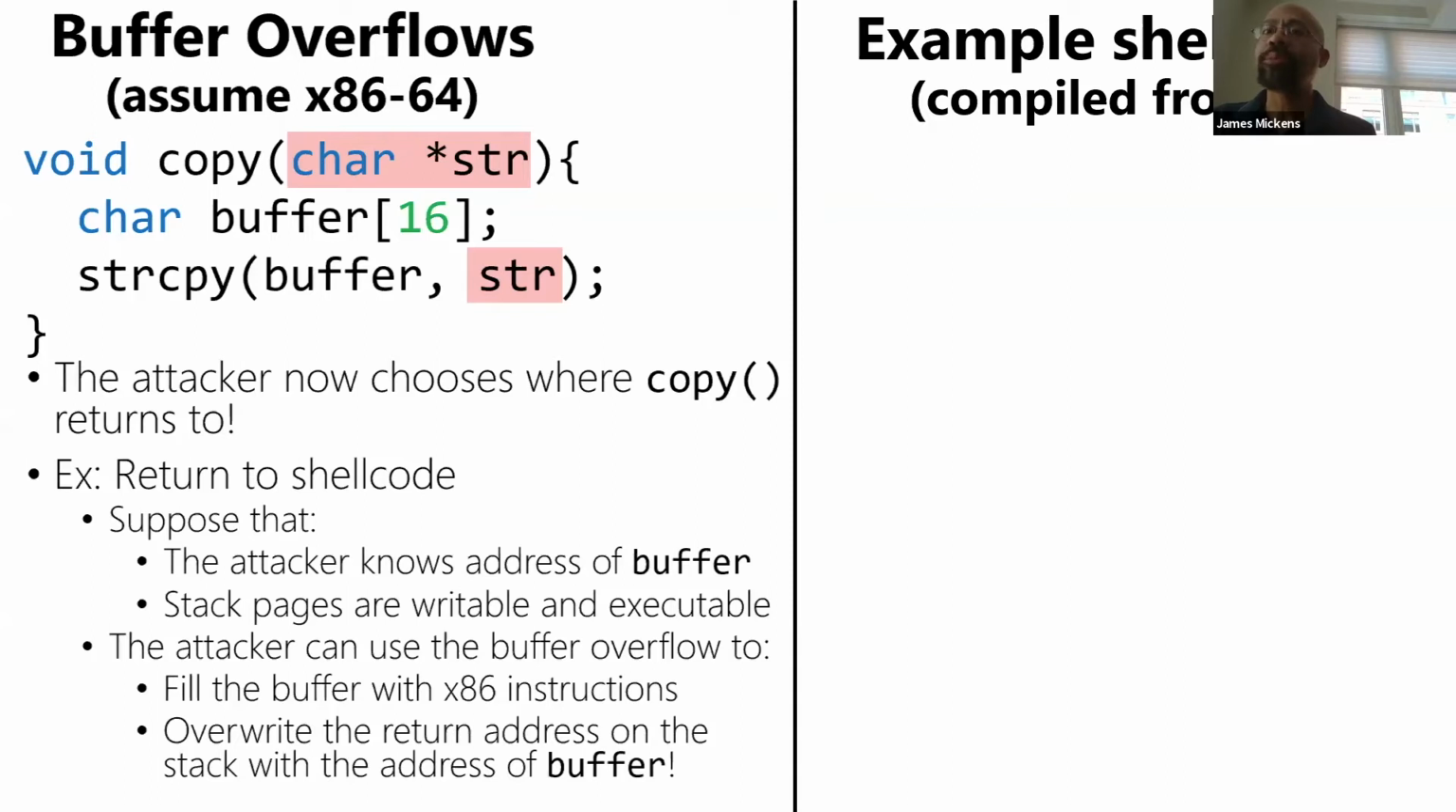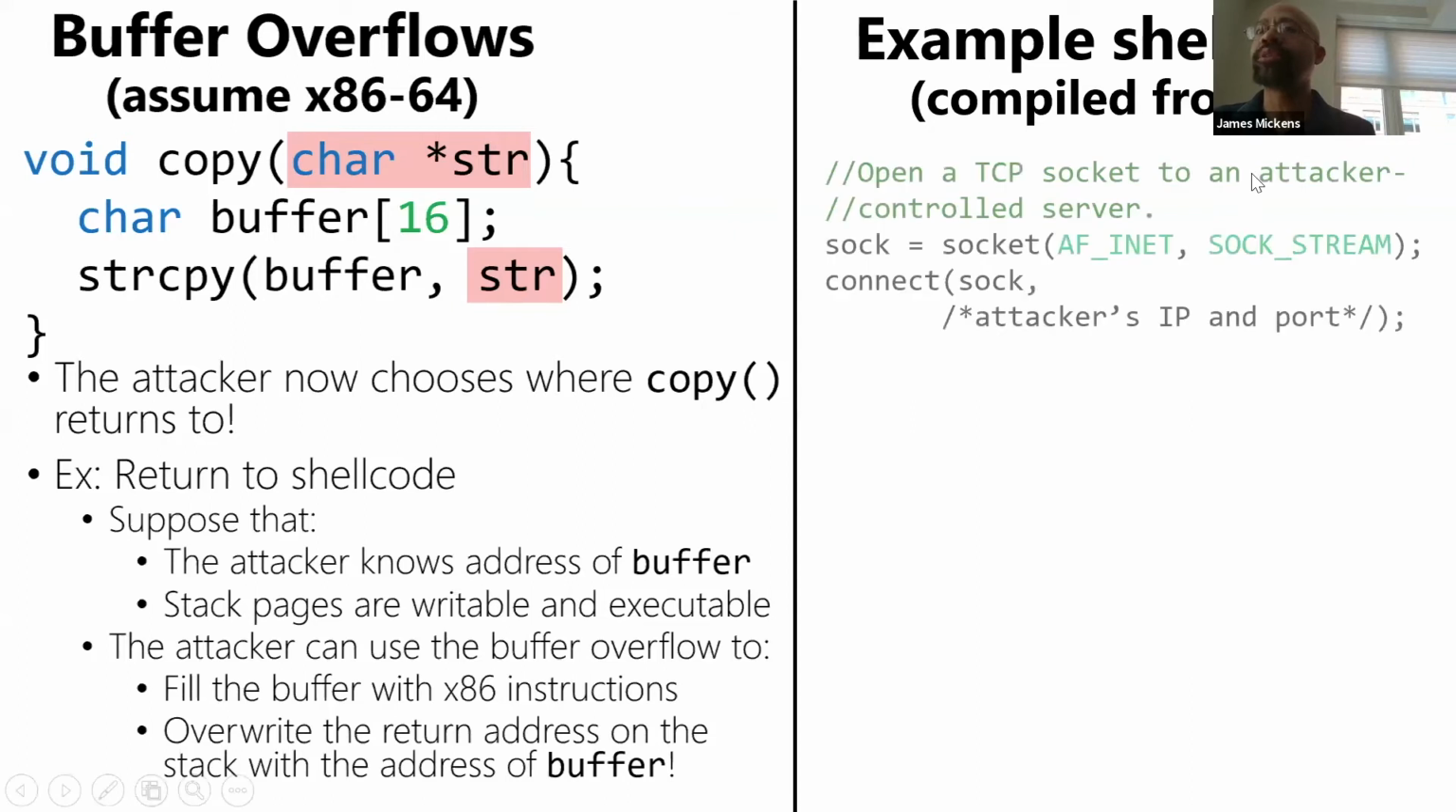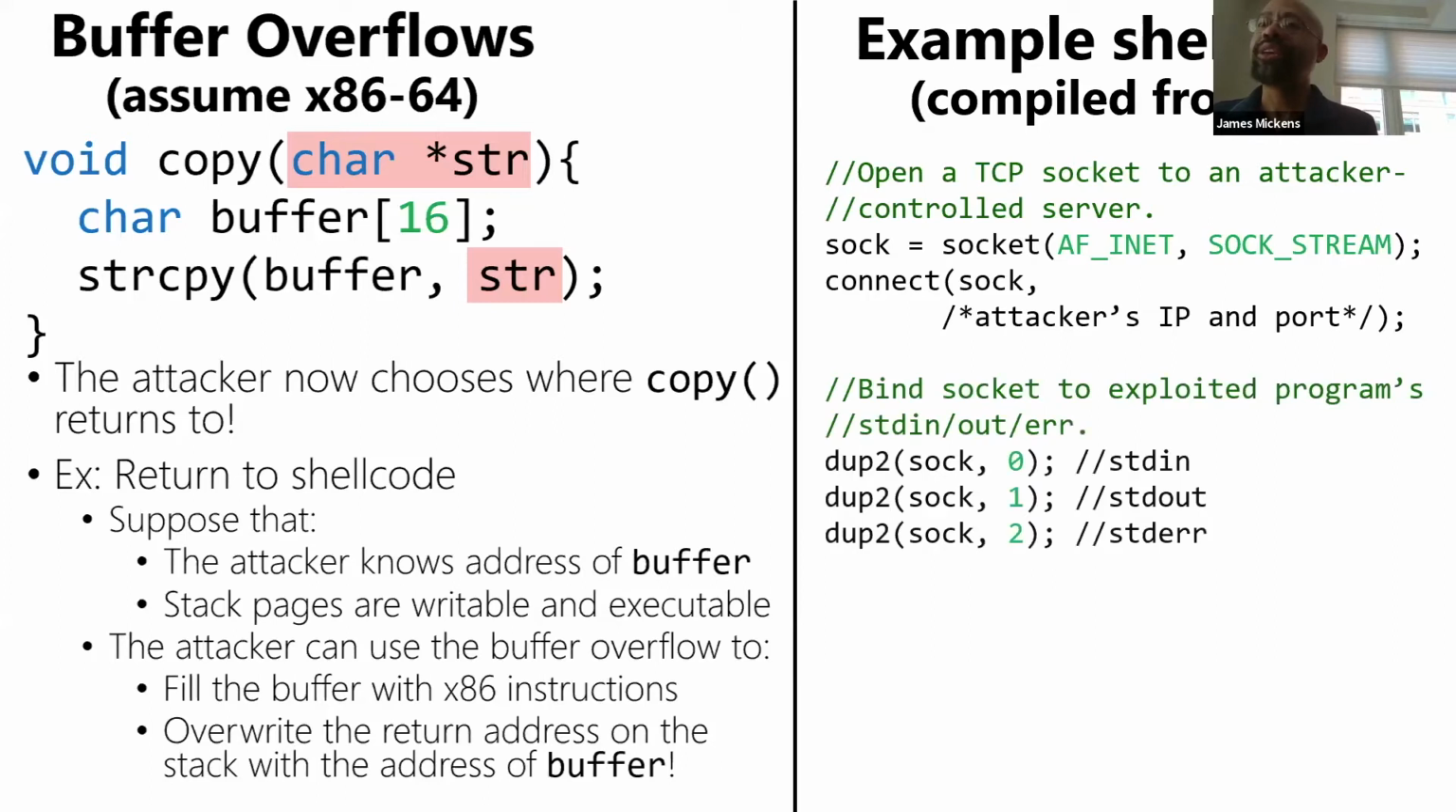So what might be an example of shellcode the attacker might use? The attacker might want to create a socket, for example, and connect that socket to an attacker controlled machine. Then the attacker might want to bind that socket file descriptor to the exploited program's standard in, out, and error using the dup2 call. Remember, sock in this example is just a file descriptor.